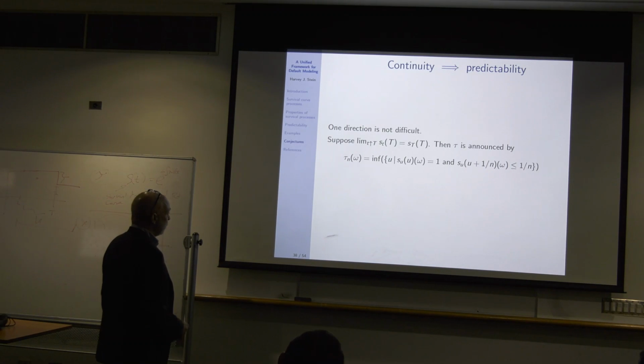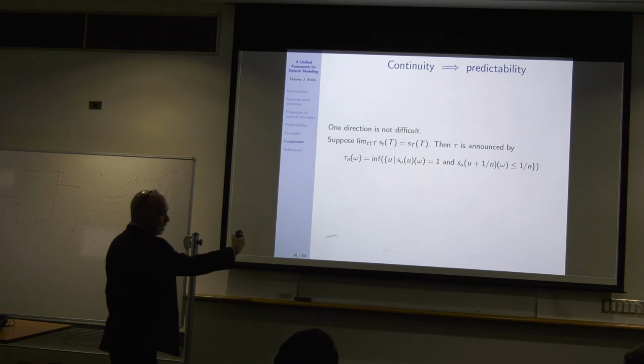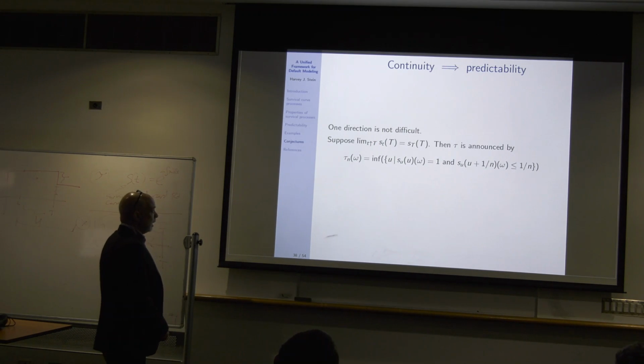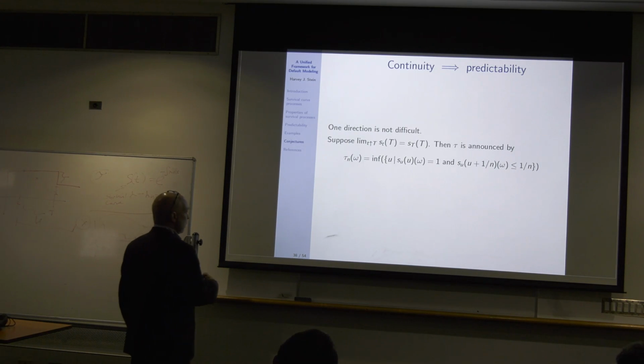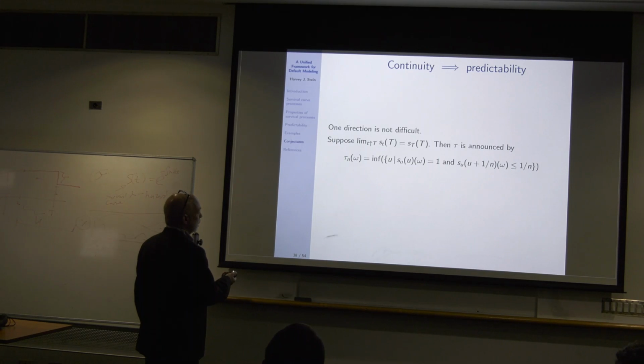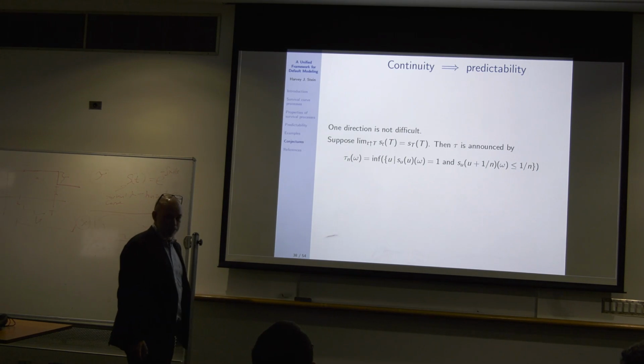So one direction we could prove easily enough, right? If the limit of the survival curve is the indicator, then it's immediately predictable. Because you just predict it by announcing how close the survival probability has gotten to 0.